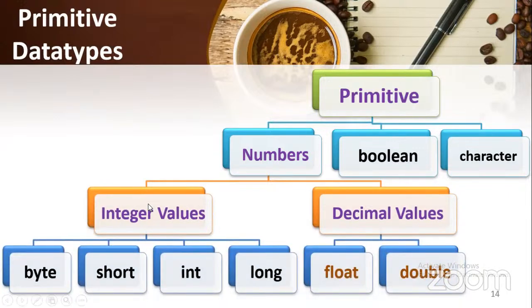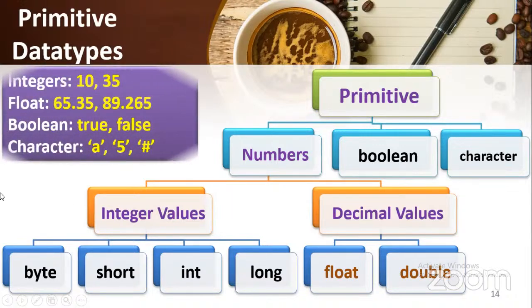If you want to store integer values, nothing but a number without any decimal, without any pointing value, you can go for byte, short, int, long. And if you want to store a number which may have a decimal value, you can go for float and double type. Examples for the integers: a number without fractional value. Float means a number with fractional value.